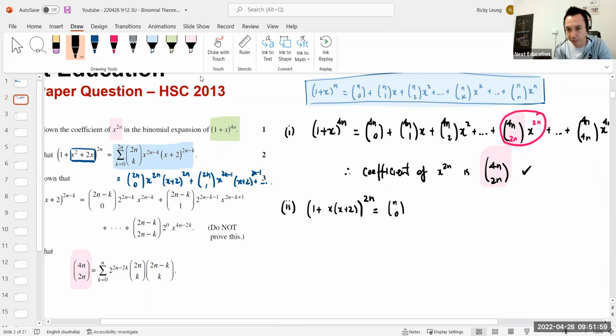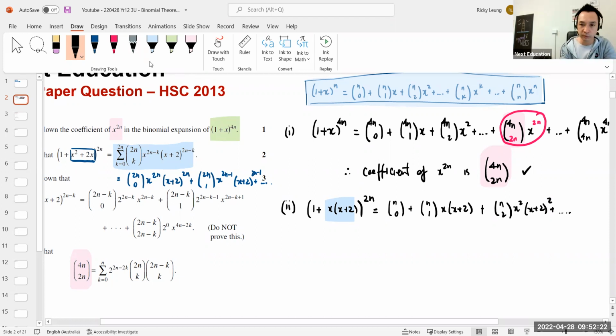I get 0 plus n1. Now, this is like one term. Picture this like one term. So then you get plus x plus 2 to the power 1 plus n2 x squared, x plus 2 squared plus. Now, why is that wrong? Or why is that not what they want? Look at this. Oh, sorry, there should be 2n there. Yeah, 2n. Now, why is that not what they want?